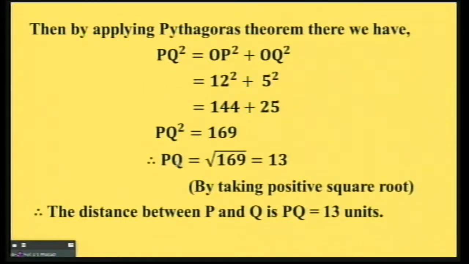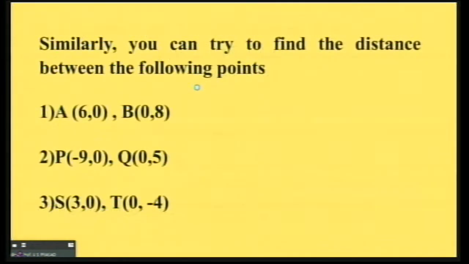So PQ square is equal to 169, and by taking the positive root, we get PQ equal to the positive root of 169, which we can easily see is equal to 13 units. Therefore, the distance between P and Q, that is PQ, is given as 13 units. So in this way, by applying the Pythagoras theorem, we can find the distance very easily. Let us see some more problems.